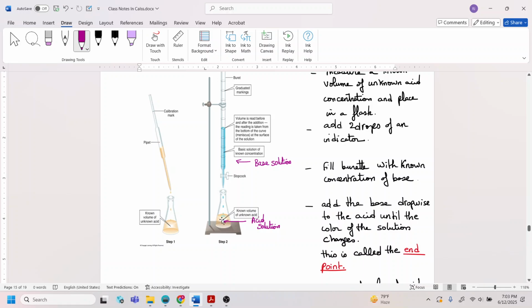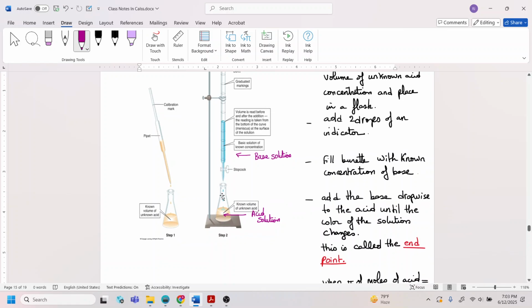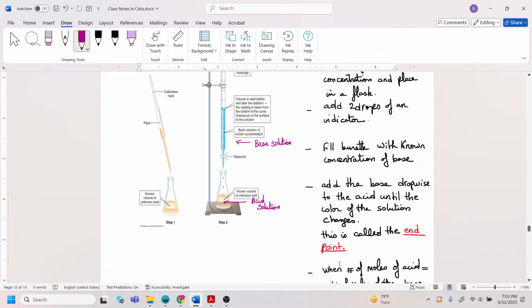Well, you need to add something which we call an indicator, as we mentioned earlier. An indicator changes color. Before you start your titration, you prepare your acid solution and you add a couple of drops of the indicator. The indicator will have a certain color in acidic solution, and then when the solution turns basic, it will have a different color. And this is when you know that you've reached the point where moles of base are equal to the moles of the acid. This is called the end point of the reaction.